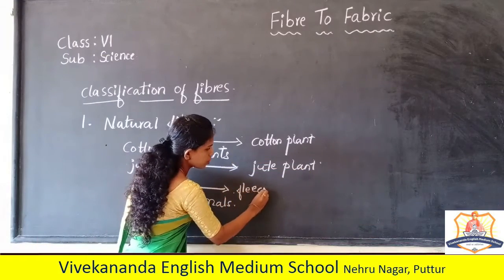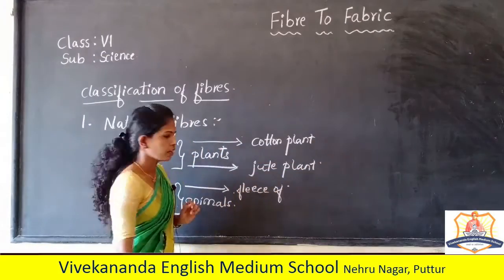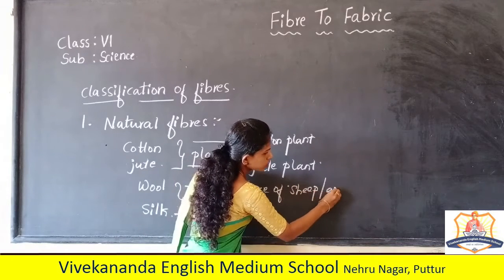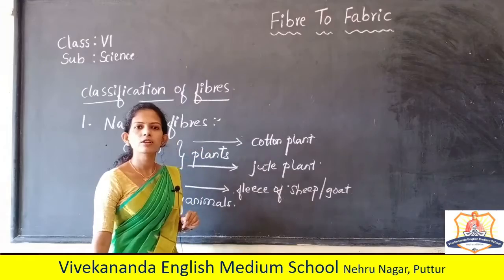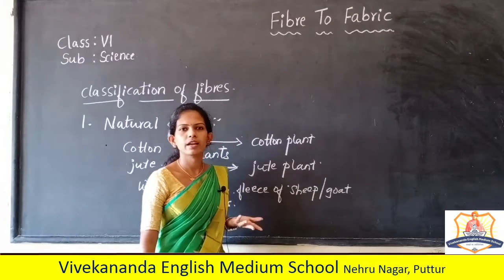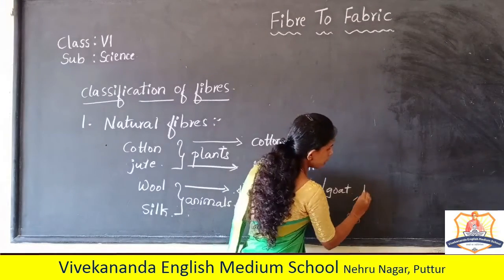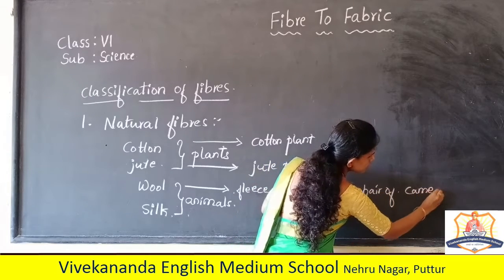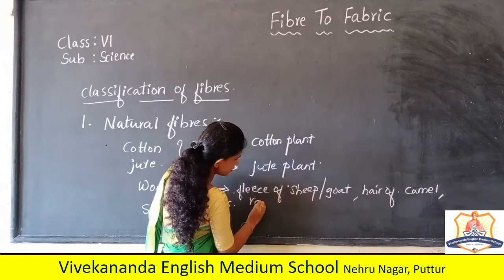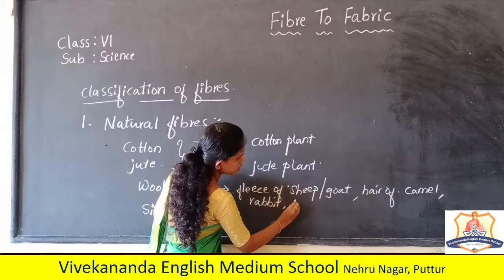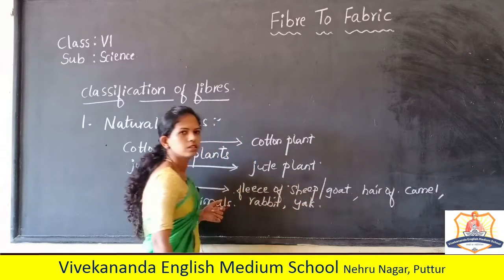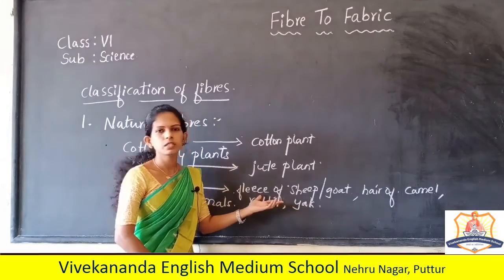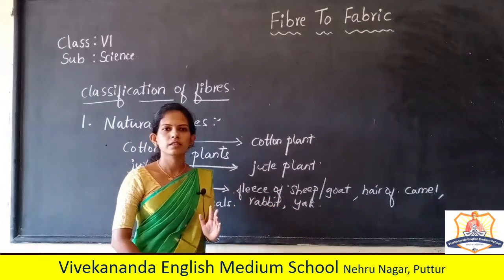Fleece of sheep or goat and hair of camel, rabbit and yak. So, wool is obtained from these. Okay, so let us see that.